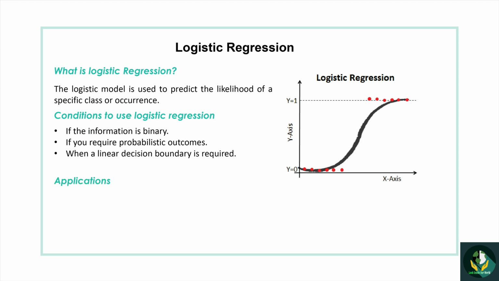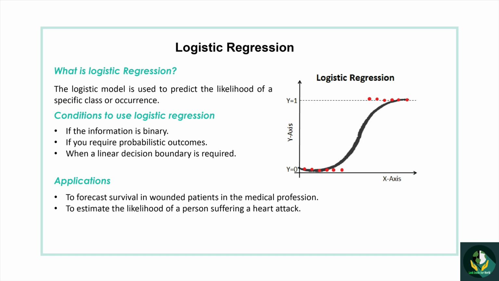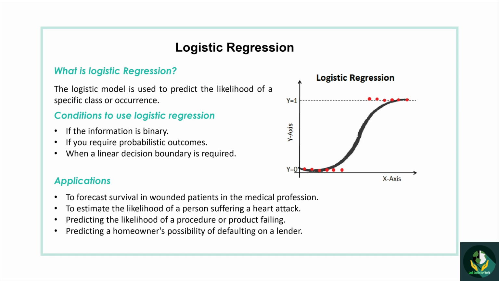So, there are many applications of logistic regression as well. For example, it is used to forecast survival in wounded patients in the medical profession, to estimate the likelihood of a person suffering a heart attack, to predict the likelihood of a procedure or product failing, and to predict a homeowner's possibility of defaulting on a lender. In the next lecture, we will see how logistic regression works by implementing the algorithm on a dataset.